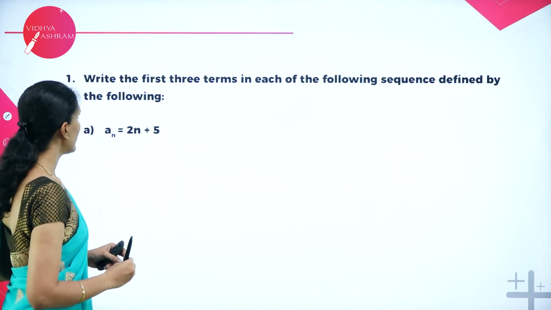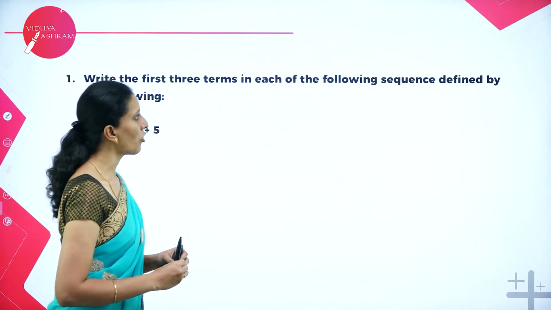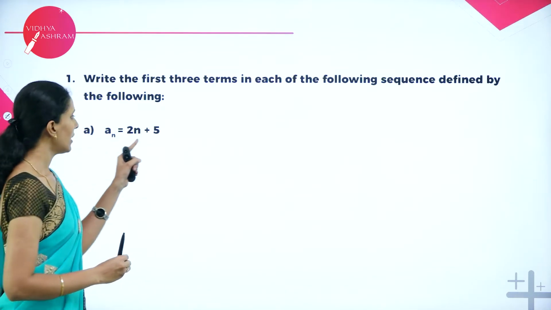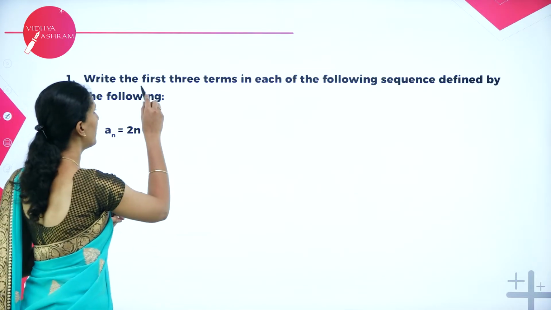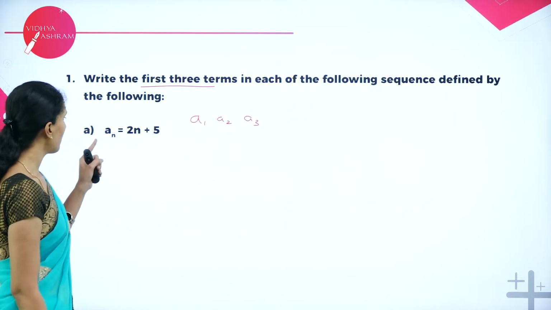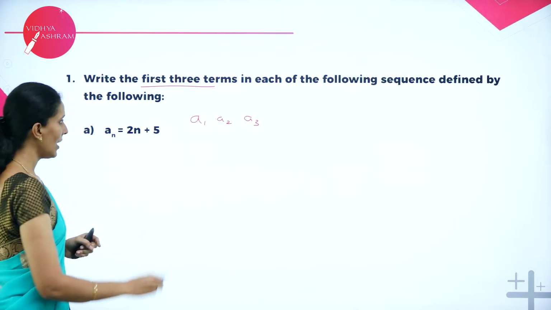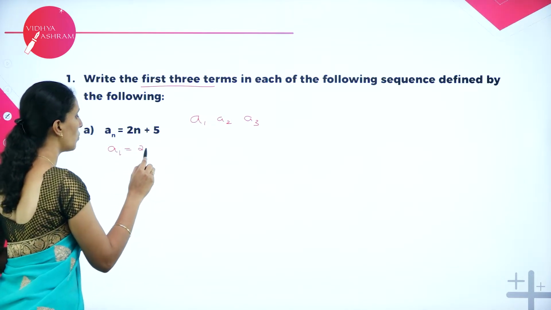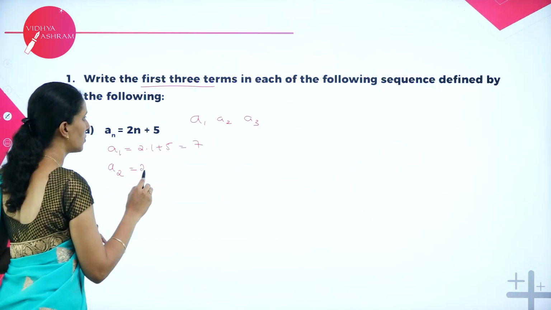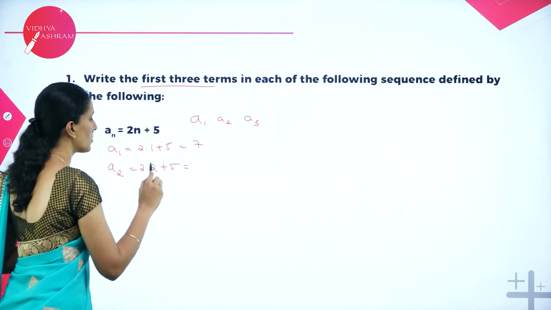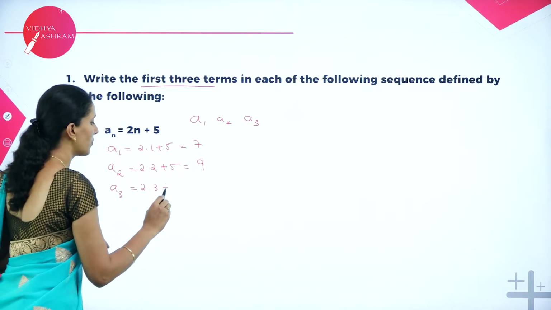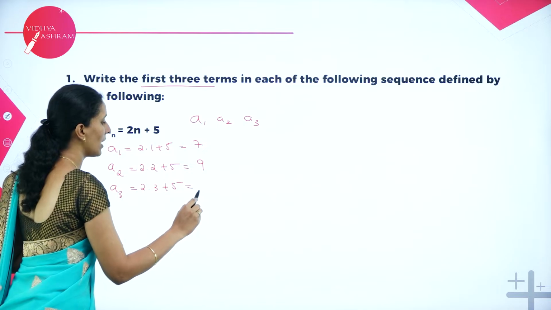The very first problem here is, write the first three terms in each of the following sequences defined by the following. So they have given a sequence here. We are supposed to write the first three terms. That means a1, a2, a3 we need to find out now. So they have given an is equal to 2n plus 5. Let's substitute for a1. Then it is 2 into 1 plus 5, which is equal to 7. Next we'll take a2. It is 2 into 2 plus 5, which is 4 plus 5, 9. Next a3, 2 into 3 plus 5, which is 6 plus 5, which is 11.